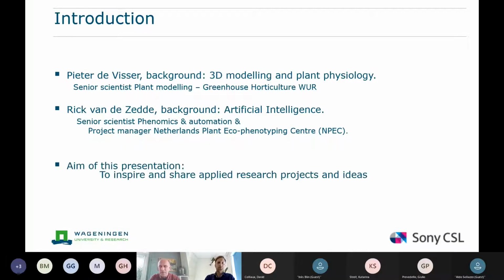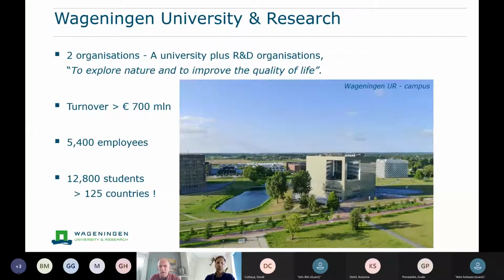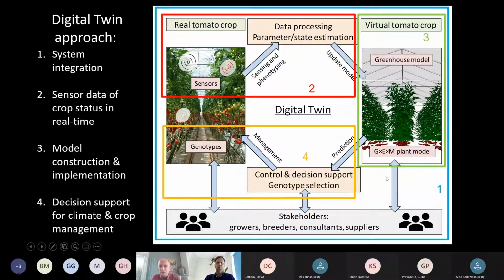We have a nice campus, and we are quite an international organization. We have students from very many countries, and well, we have a university part and an R&D part. We are from the R&D part. Okay, next slide. That is about the project Rick and I share, the digital twin on a tomato crop.